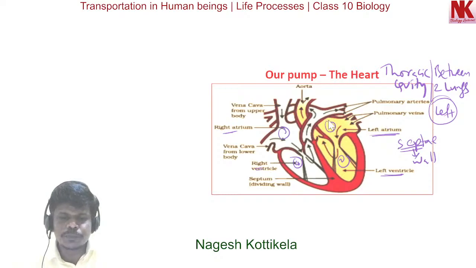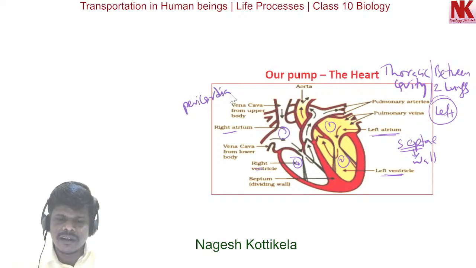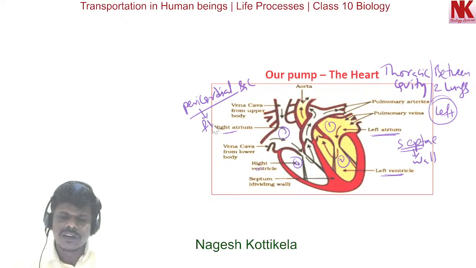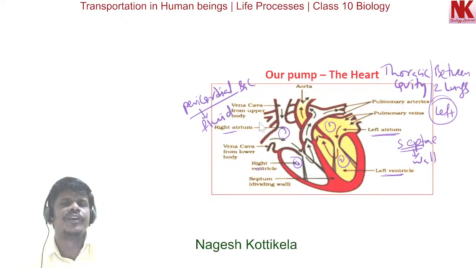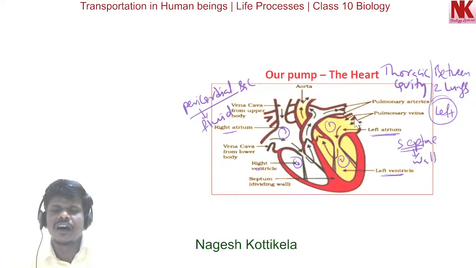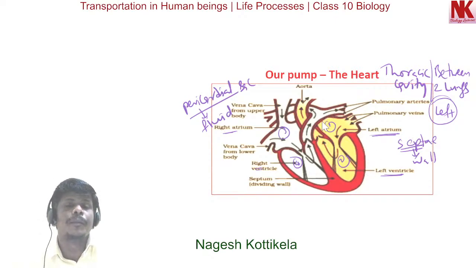Now it is protected by the pericardial sac. This is what we call the pericardial sac. It is filled with the fluid called pericardial fluid. So surrounding this heart there is a pericardial sac with 2 membranes: outer pericardium, inner pericardium, parietal and visceral.